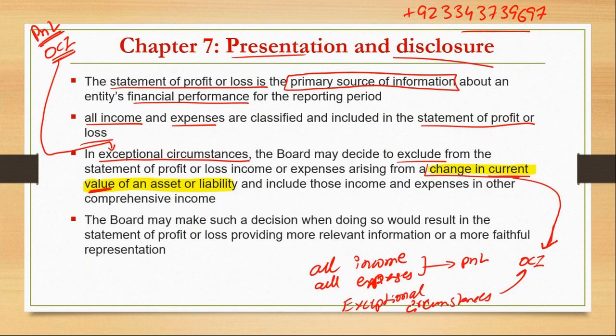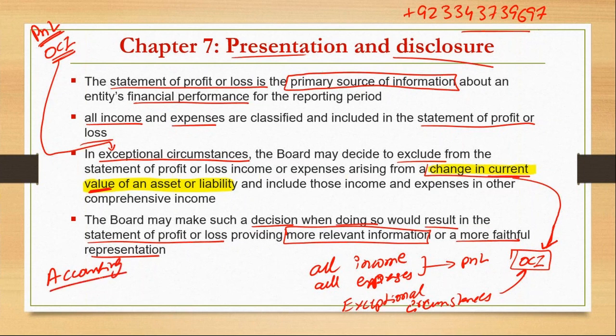So let's conclude this. The board may make such a decision. Such a decision means taking to OCI, when doing so would result in the statement of P&L providing more relevant information or more faithful representation. So now if we see, all of the accounting is mainly based on these qualitative characteristics, the relevance and the reliability. The relevance and the reliability is the point on which major accounting treatments depend.